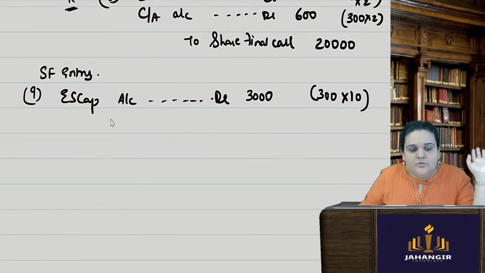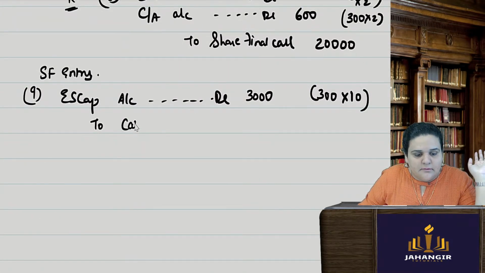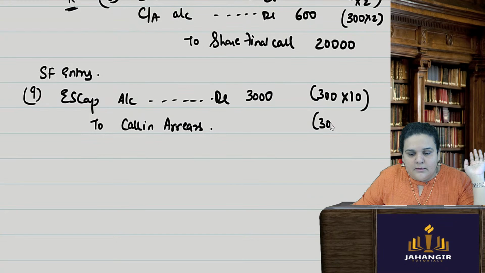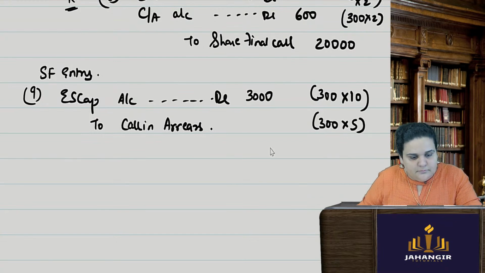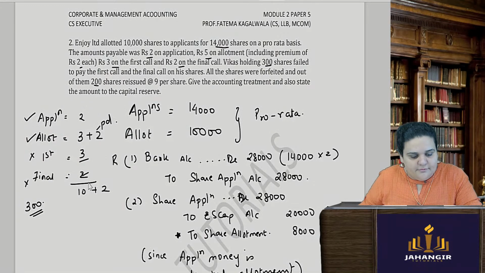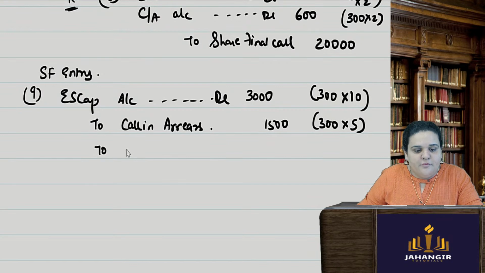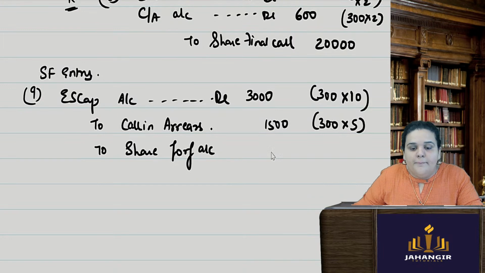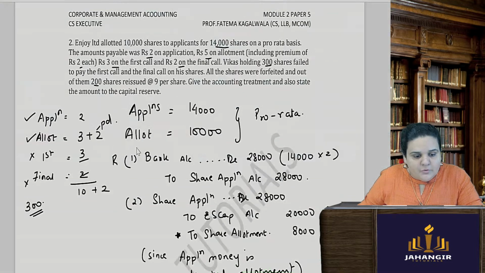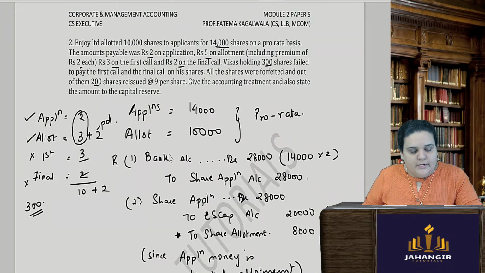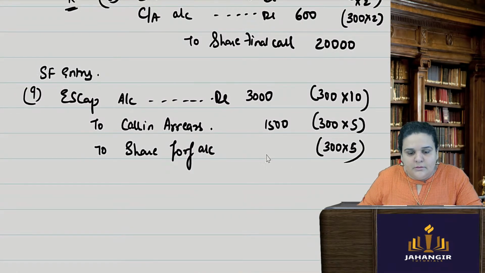Okay. So calls in arrears, 2. Calls in arrears is always on the unpaid amount. Unpaid amount is 5 rupees, 3 plus 2, 5. Okay. So here it will be 1500, to share forfeiture account. Paid amount on the face value. Paid amount is 5 rupees. Paid amount is only 5 rupees on the face value. Do not take 7. Don't make that mistake. Okay, 1500.